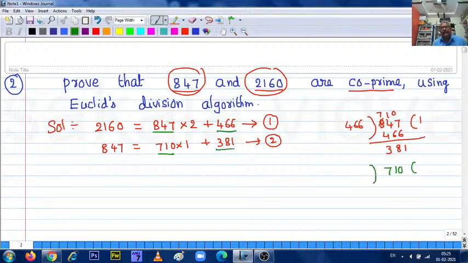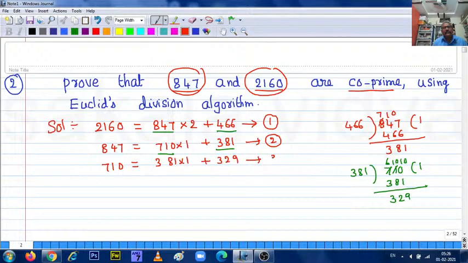466 divided by 381. 381 one time is 381. So borrow 10, we get 85. So now we can write 466 equals 381 times 1 plus 85. This is equation 3.